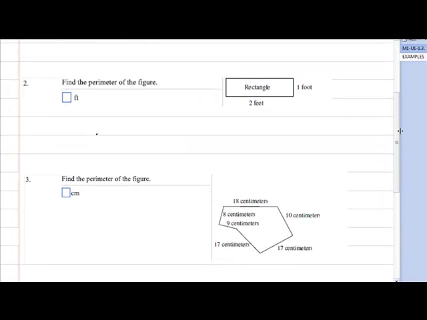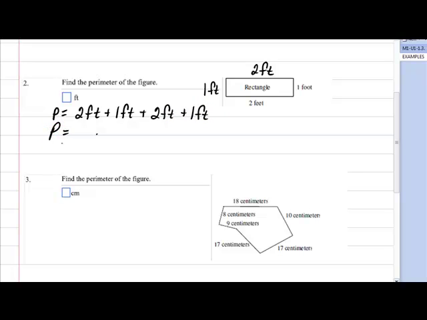Number 2, the perimeter of this figure. Now it's a rectangle, and when it's drawn, not all of the sides are labeled. The side opposite the bottom 2 feet is a top 2 feet. The side opposite the right 1 foot is a 1 foot on the left. So the perimeter is, start anywhere you want, 2 feet plus 1 foot plus 2 feet plus 1 foot. You certainly might use a shortcut to do some of this. The perimeter is going to be 6, and it is measured in the same units that each one of the sides was measured. So it is 6 feet.